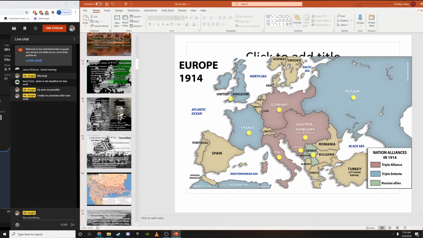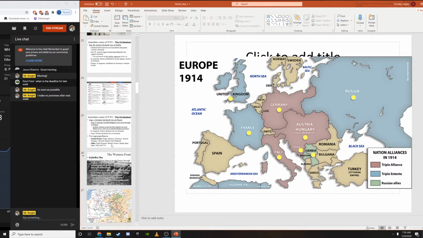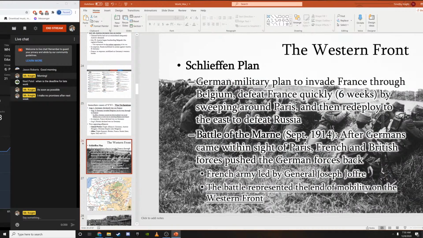And this is where the Schlieffen Plan comes in, which, by the way, ended up being a failure. So what is the Schlieffen Plan? It was the German military plan to invade France through Belgium, defeat France quickly, hopefully within 6 weeks, by sweeping around Paris, and then taking the full military and redeploying it over to the Far East to defeat Russia.